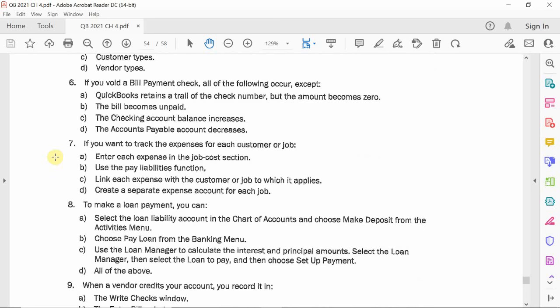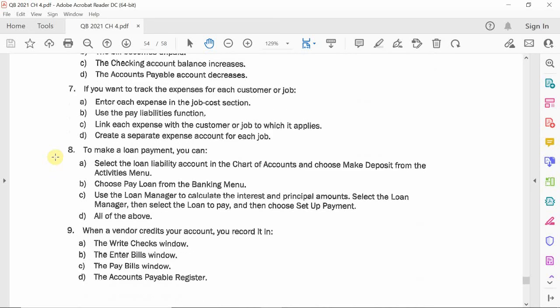Okay. Number 8. To make a loan payment, you can... all the above?